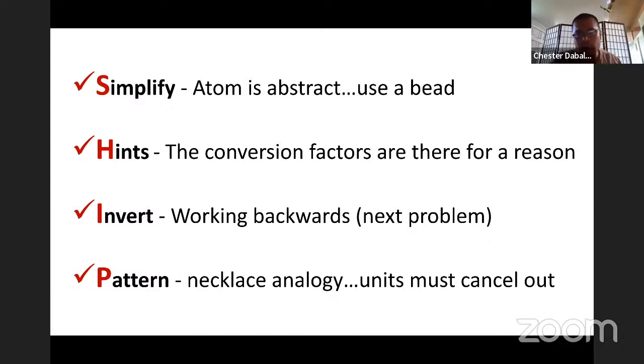Okay? Yung invert, working backwards, I'm going to illustrate this in the next problem. Tapos yung P, pattern, okay, yung necklace analogy, units must cancel out. So actually, before I go to the next problem, tong pattern, very important ito later on kung mag-aaral kayo ng organic chemistry. Ang daming patterns na kailangan ninyong i-observe. Okay?